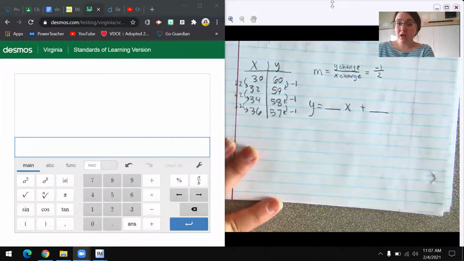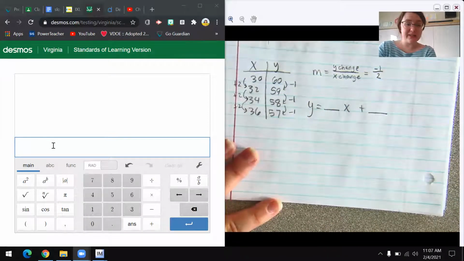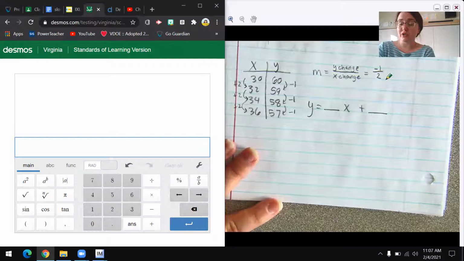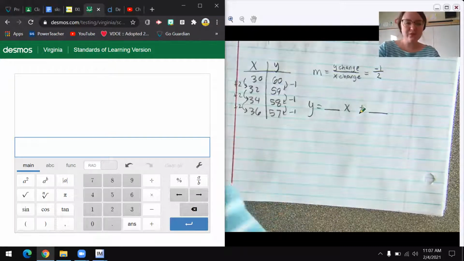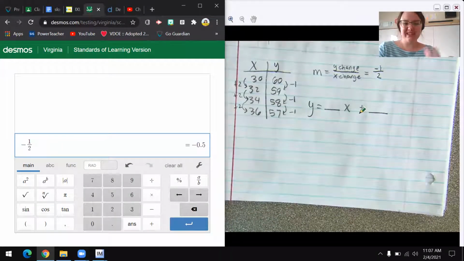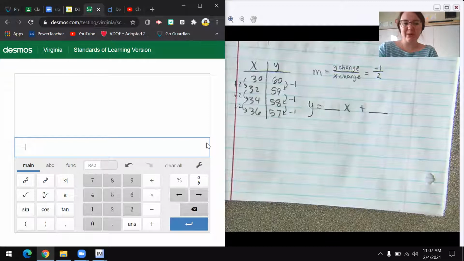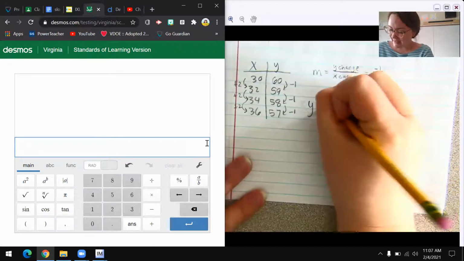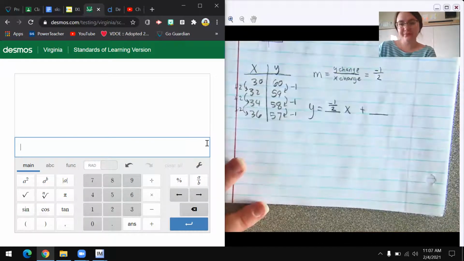Now, normally I would say type this in your calculator and reduce the fraction, but -1/2 is just -1/2, okay? I do not want decimals for slope. So I'm just going to leave it as -1/2. So there's my slope.